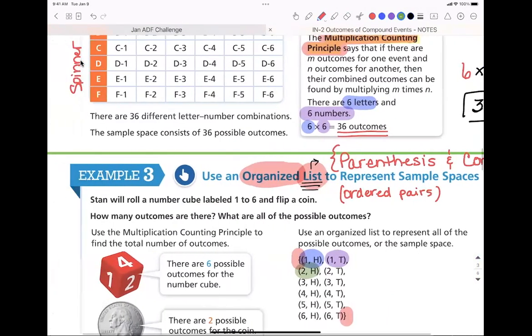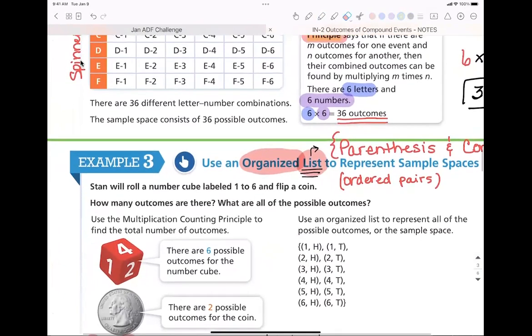All right, so if we look at this compound event, you've got rolling a dice, and it tells you right here that there are 6 possible outcomes when you roll a dice. That makes sense, there's 6 sides. And then flipping a coin has 2 possible outcomes. So right off the bat, before you even worry about a list, how many possible outcomes are there? 12, because 6 possible outcomes of event 1 times 2 possible outcomes of event 2, 6 times 2 is 12.